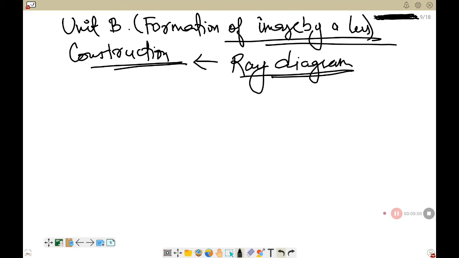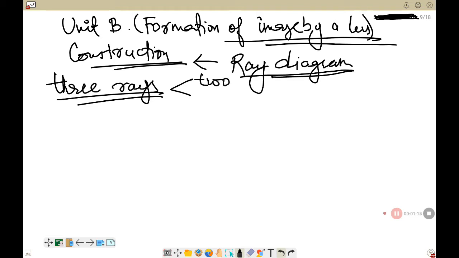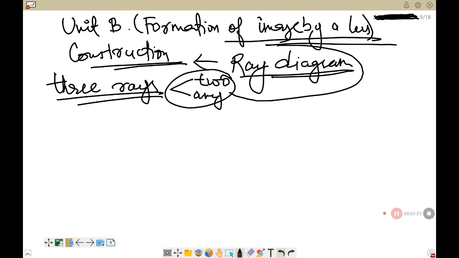Ray diagram. So when I say ray diagram, you need to learn and know about the different rays. Understand? So basically there are three rays which you must remember to draw the image of an object which is placed in front of a lens. Out of these three rays, you just have to use two. You just have to use any two rays to construct the image of an object which is placed in front of a lens. So now let us learn the first ray.